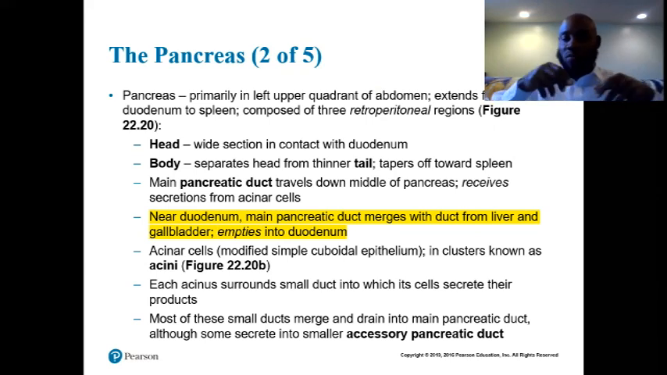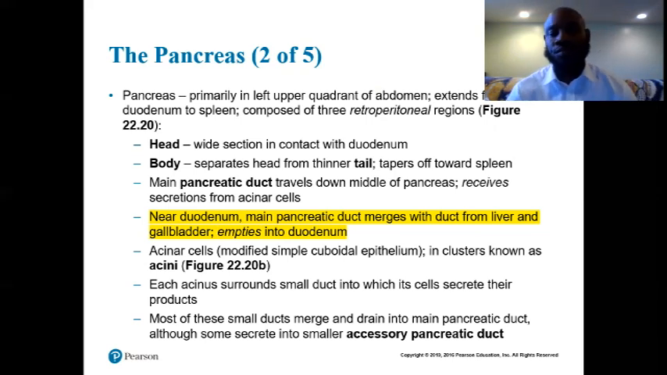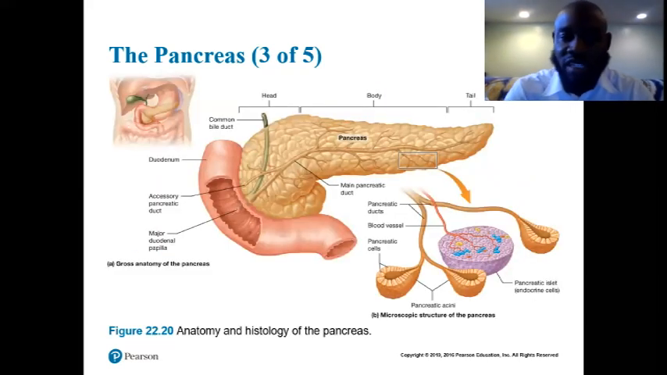So the liver, the gallbladder, and the pancreas all basically enter their exocrine secretions into the duodenum. Each acinus, which is a collection of acinar cells, surrounds a small duct into which its cells secrete their products. And these small ducts merge and drain to the main pancreatic duct, although some secrete into a smaller accessory pancreatic duct. And so that's the basic structure of the pancreas.